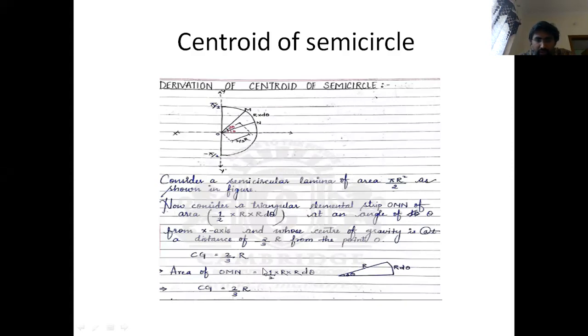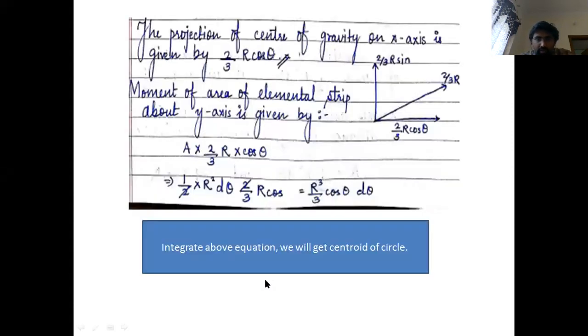Here, if we integrate this entire area from minus pi by 2 to plus pi by 2, what will we get? I have rewritten the equation: 1 by 2 r square into d theta into 2/3 of r cos theta. If we integrate this equation from minus pi by 2 to plus pi by 2, you will get the centroid of the given circle.